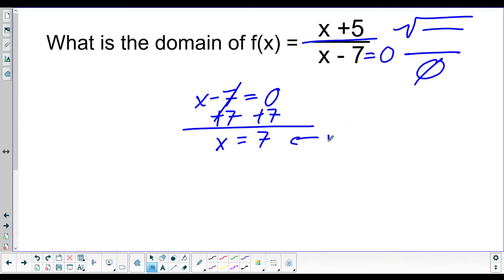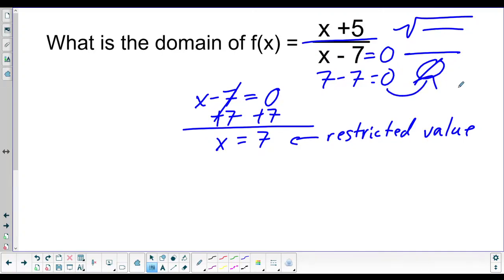This is what's called a restricted value. Because if I plug this in, 7 minus 7 is 0, and then we're breaking a rule. So that means we're going to say, don't use this. Put a line through that. This is one way that we can write our domain. Instead of saying all the numbers it can be, we can say, don't use that one. I have a feeling this is not how your homework looks, though. So we have to write it in either set notation or interval notation.